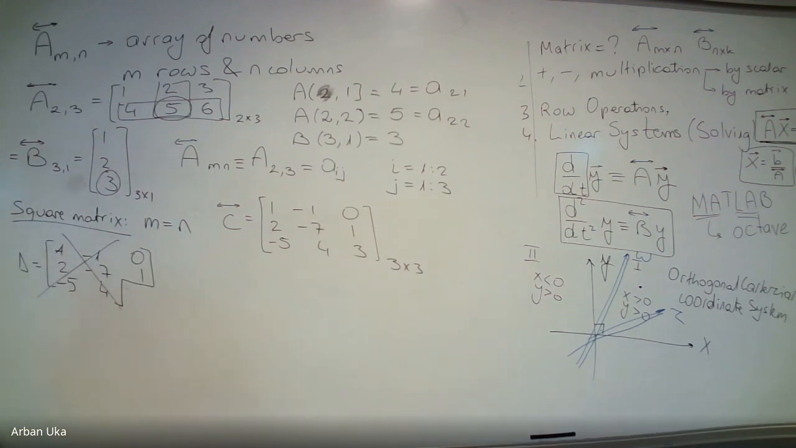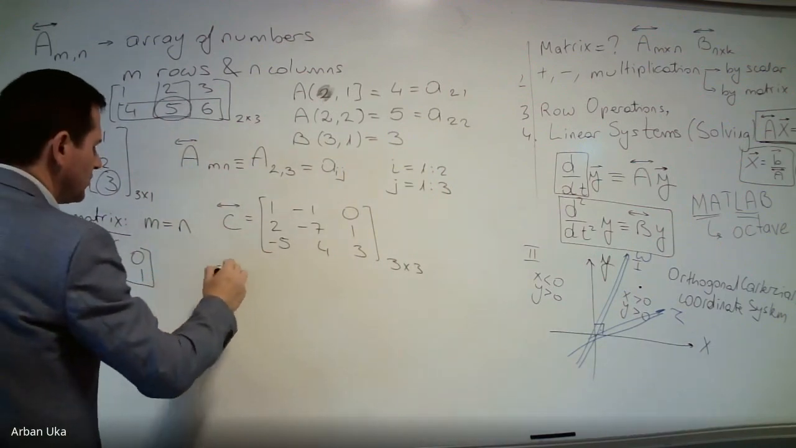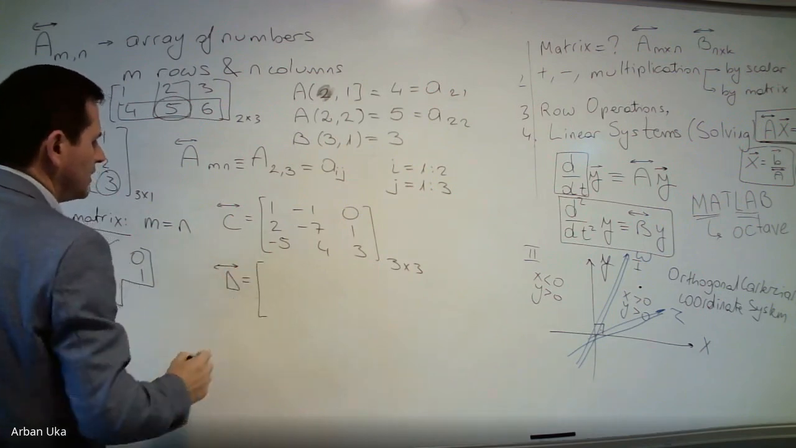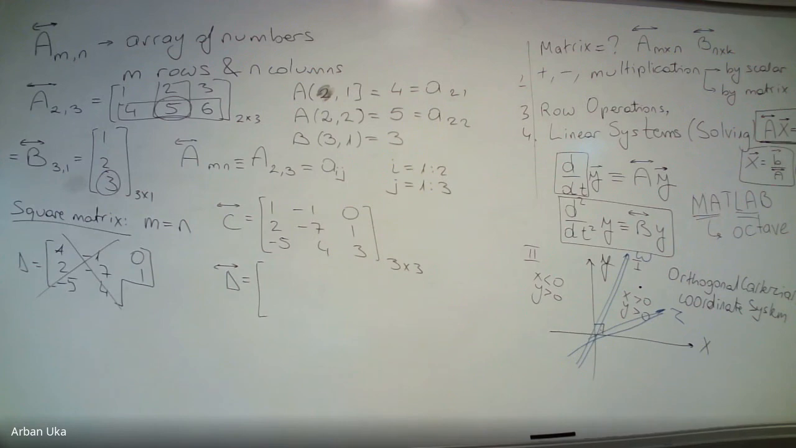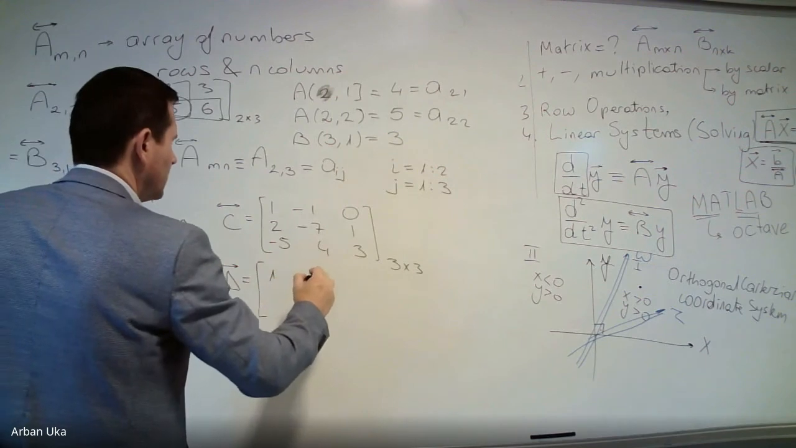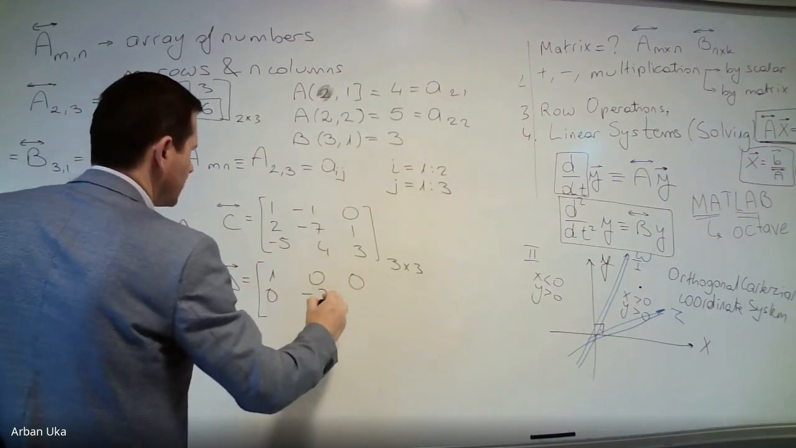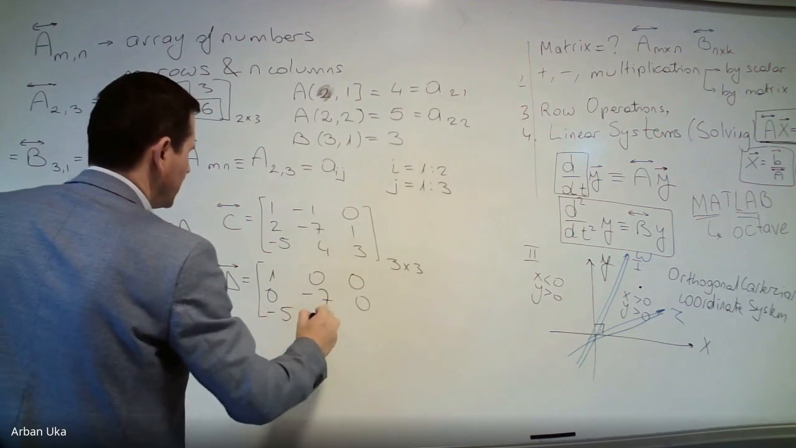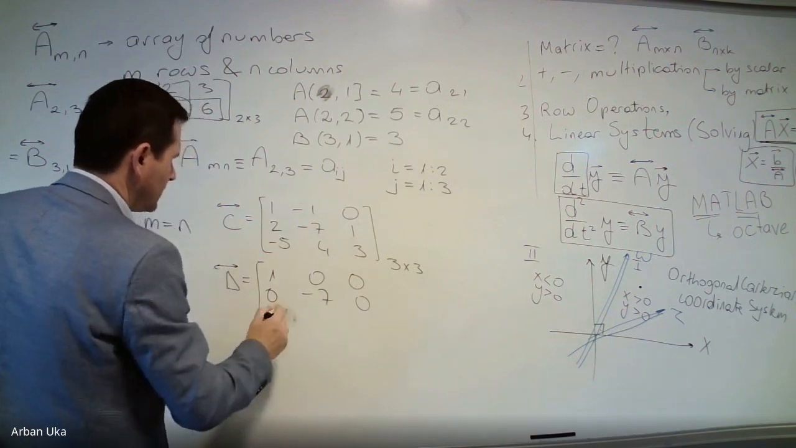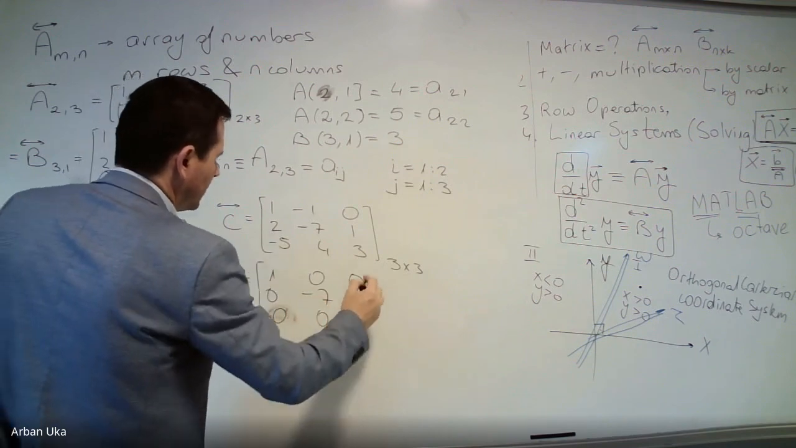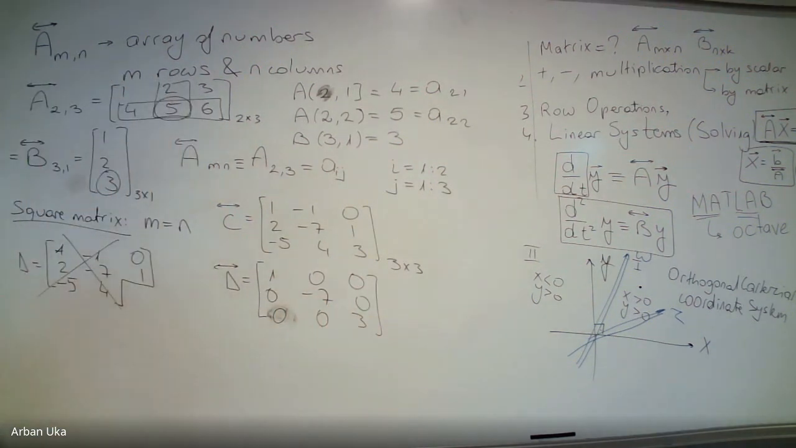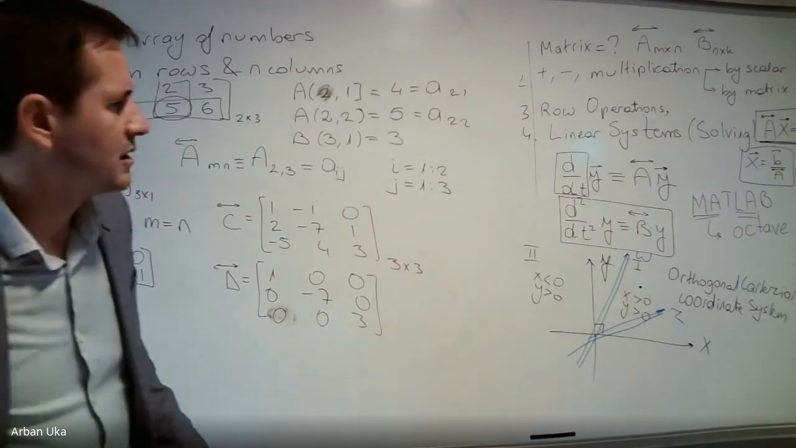Now we can, after the square matrices, define diagonal matrices. A diagonal matrix, which we can denote with a D, is a matrix whose entries that are not on the diagonal are equal to 0. For example, here we can have 1, 0, 0, 0, minus 7, 0, 0, 0, 3. So this is a diagonal matrix because all the off-diagonal terms are 0. Only the diagonal terms survive.